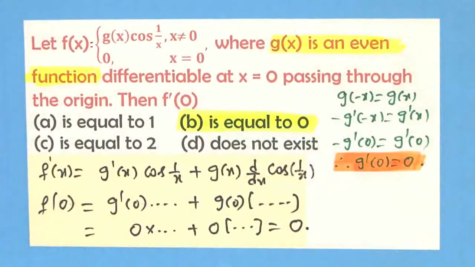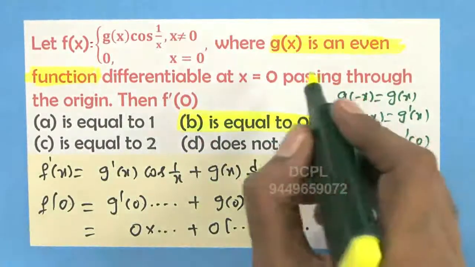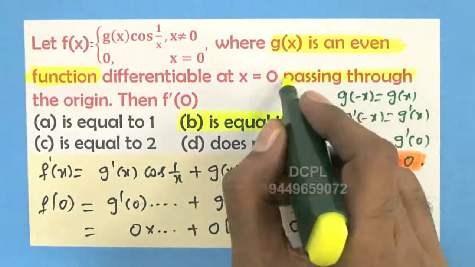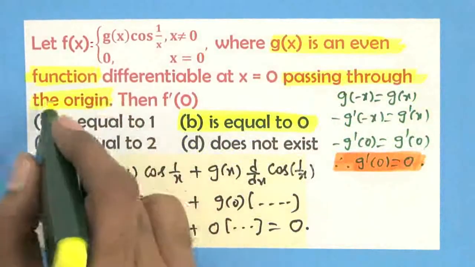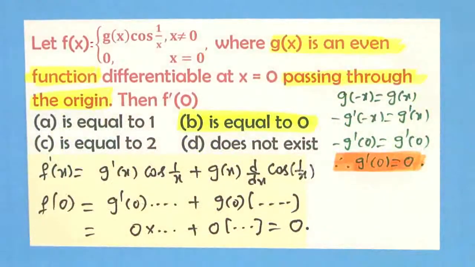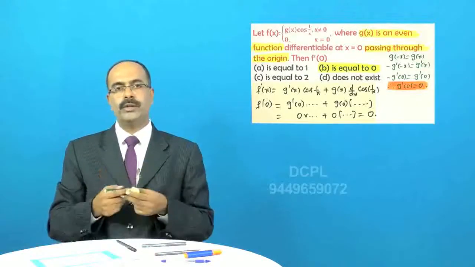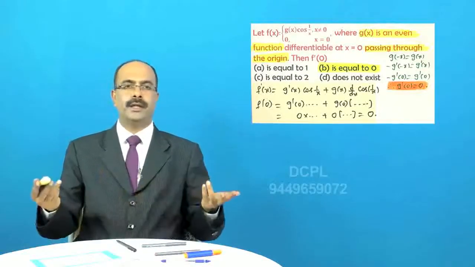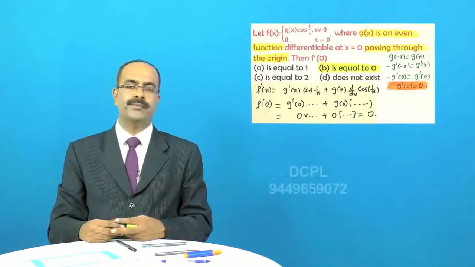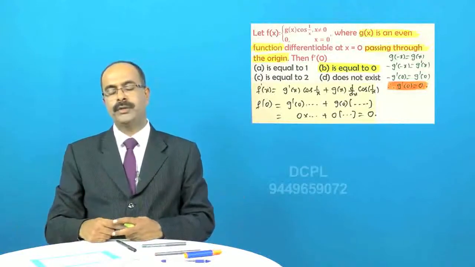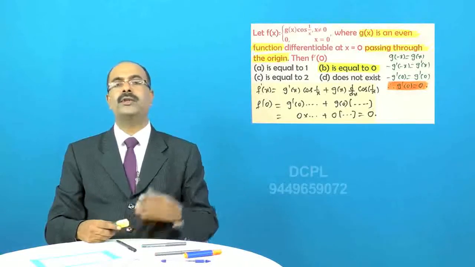See, g dash of 0 is 0 and g of 0 is 0. We are just substituting it. G of 0 is equal to 0. Why did I get g of 0 is equal to 0? Because the curve is passing through origin. If the curve is passing through origin, so g of x is passing through origin, g of 0 should be equal to 0. Let us take the case of y is equal to x square. When x is 0, y is also 0. So that clearly says g of 0 is 0, g dash of 0 is 0, therefore the answer is 0.